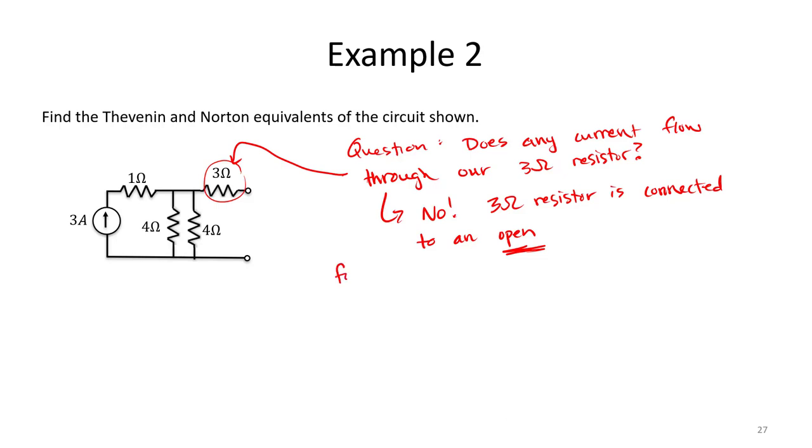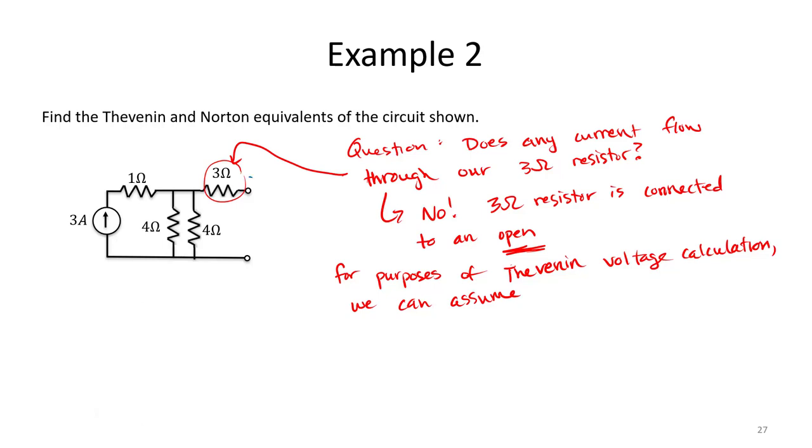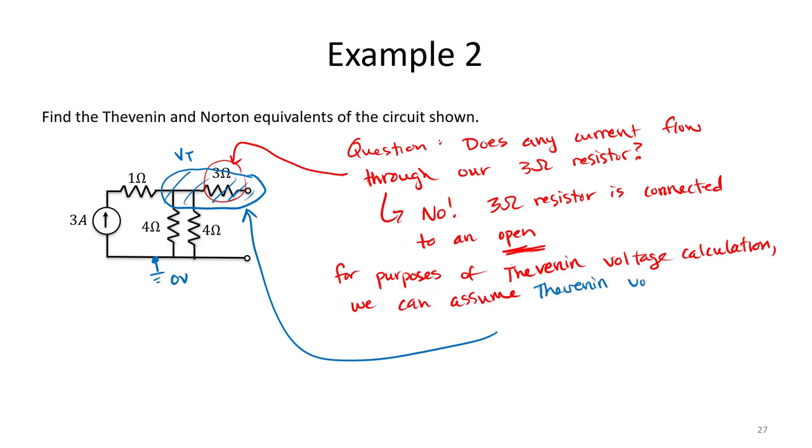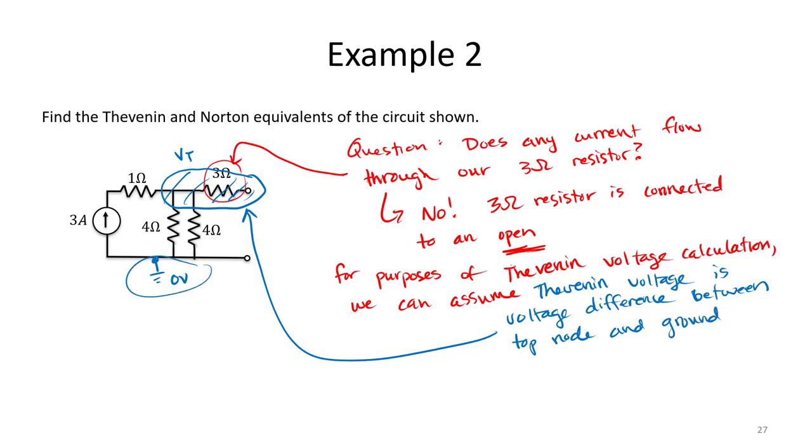So, for the purposes of our Thevenin voltage calculation, we can assume, in this case, that this whole top part of the circuit, relative to the ground, we can assume that our Thevenin voltage is the voltage difference between our top node and the ground. So we can assign a ground on the bottom end of that circuit.